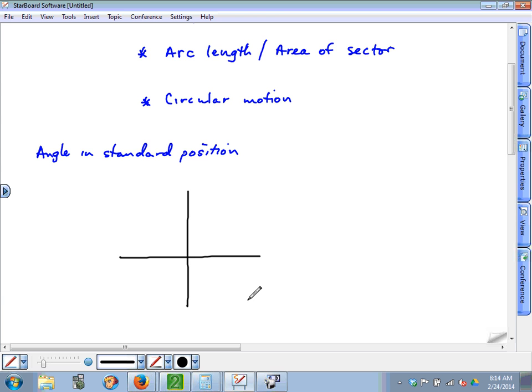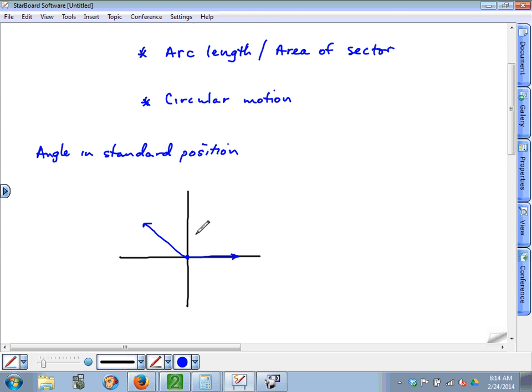Now, on the graph, put the vertex of the angle at the origin. One side of the angle must be pointing to the right side on the x-axis. The other side is pointing somewhere in one of the quadrants. This is called an angle in standard position. Vertex is at the origin.